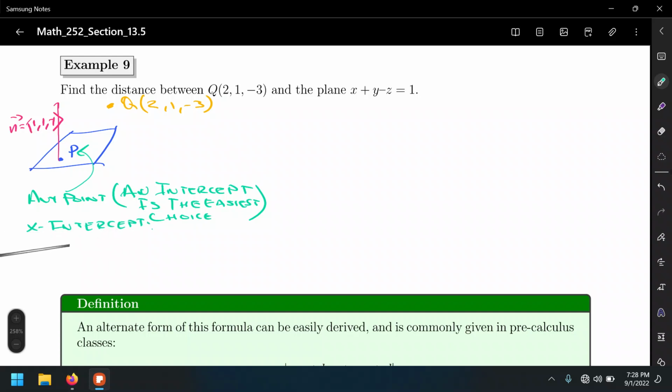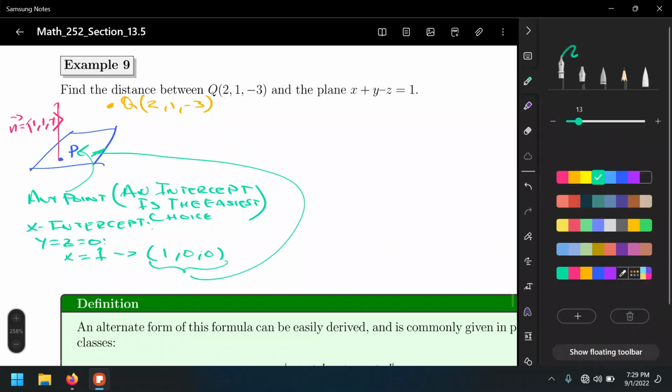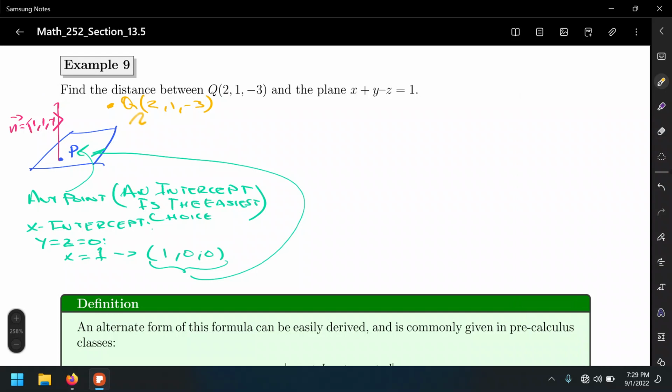For the x-intercept, y = z = 0, so x = 1. All right? And as an ordered pair, what's that ordered pair? (1, 0, 0). So this point is going to be that point P. So we already have all the information. Let me rewrite that point P again: (1, 0, 0). And let's find that vector PQ, which we will project onto the normal vector.